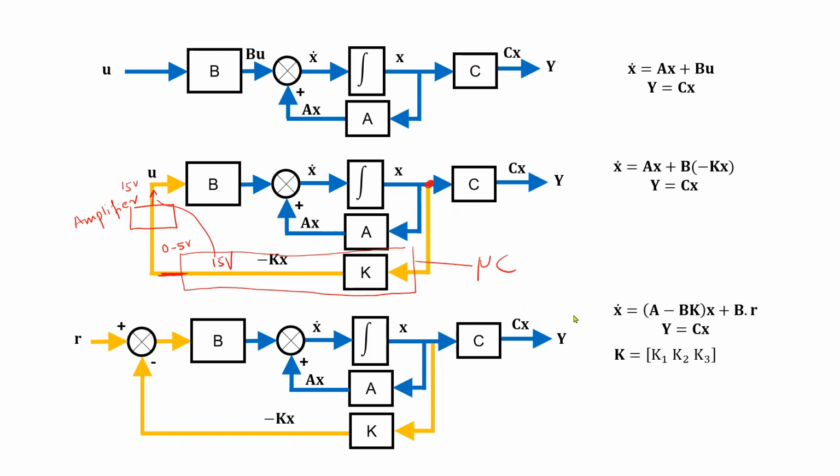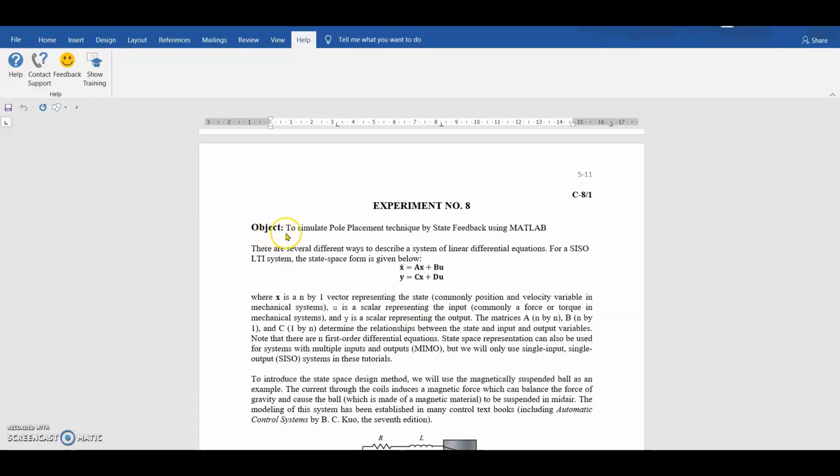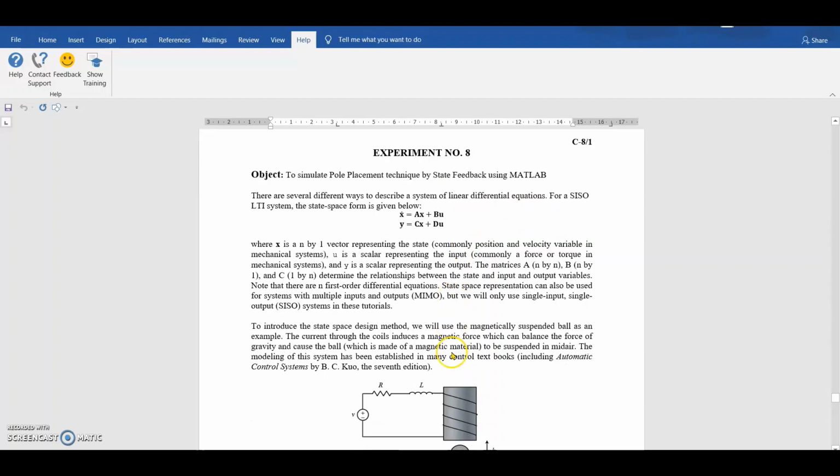So now we will see an example in MATLAB of pole placement. It will be a magnetic ball suspension example in which we try to hold the magnetic ball in the air with the help of a magnet. The objective of this experiment is to simulate the pole placement technique by state feedback using MATLAB.